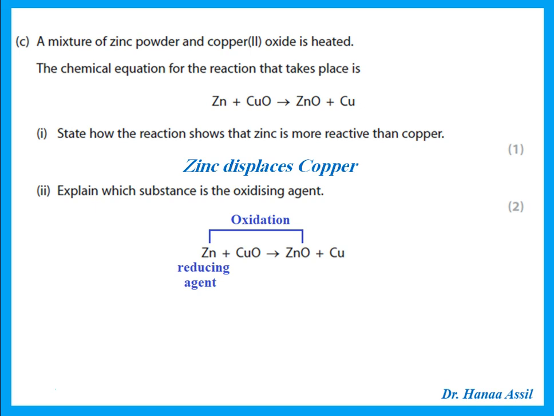And we said the substance that is oxidized is a reducing agent because it took the oxygen from the other one, causing it to be reduced. So the one that was oxidized is the reducing agent.